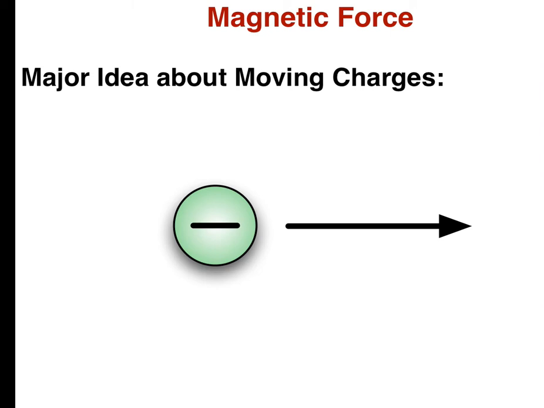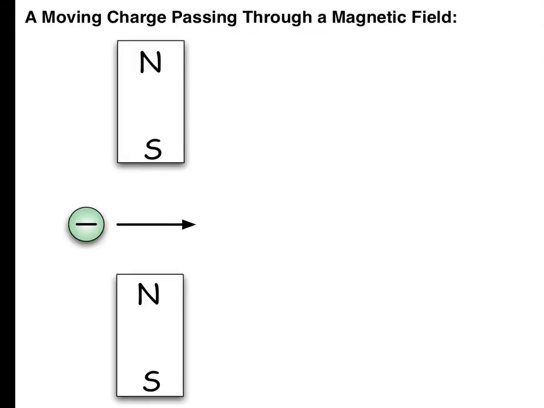Okay, the major idea today is that moving charges are surrounded by a magnetic field, and these magnetic fields can interact with other magnetic fields to create a magnetic force. So we have two permanent magnets that are generating their own magnetic field. We have a particle moving to the right with a speed v, and as it moves, because it's charged, it will create its own magnetic field.